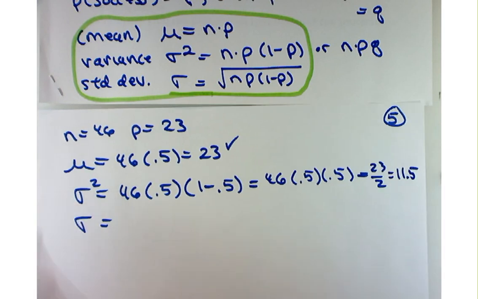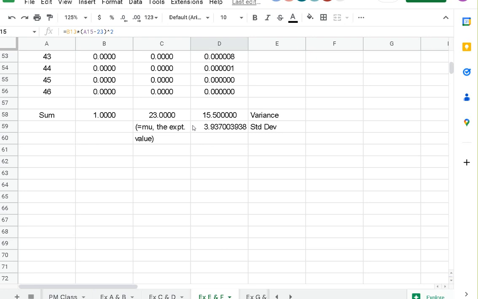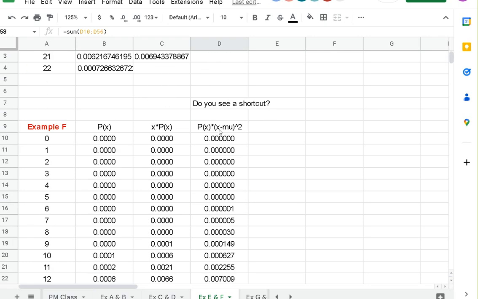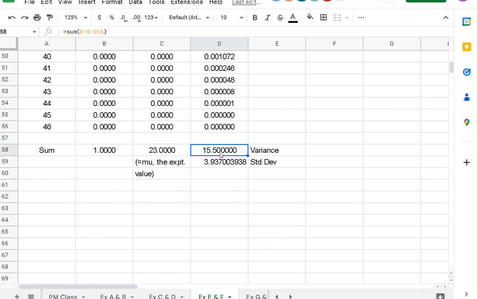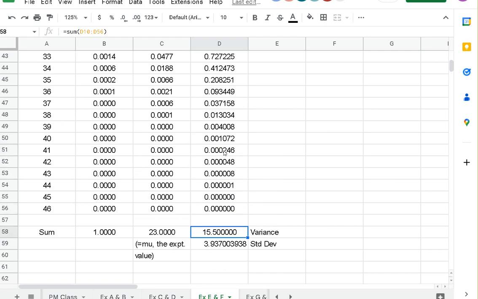doesn't match what I have here on Google Sheets, and I'm trying to figure out what's wrong. I guess of the two of these, I don't trust this one. There's something wrong here. I'm not sure what it is. Let's see about that formula again. So it's probability, which is in column B, times your x minus the mean is 23, and then square it. So that looks good. And sum it all up. That's way off. I'm not sure what's going wrong there.